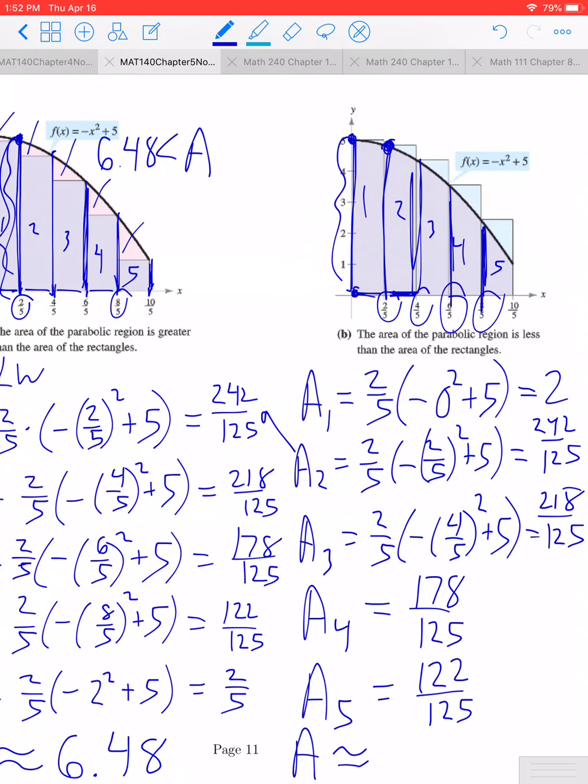So if we wanted to approximate the area using circumscribed rectangles, it would look like this. It would be 2 plus, so the area of rectangle 1 plus the area of rectangle 2, all the way down to the area of rectangle 5. And that would give us an area of about 8.08.